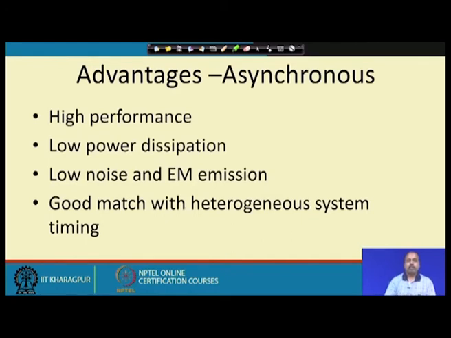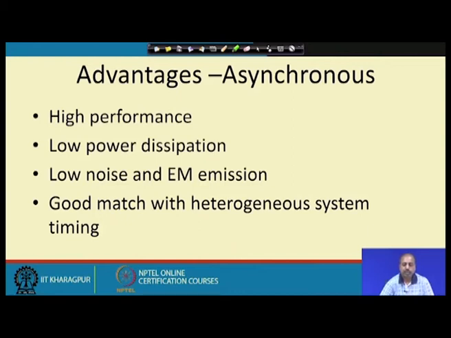In asynchronous circuits, the major advantage that we get is high performance, because there is no clock signal. So, I am not limited by the clock. I can operate whichever module gets the data ready, so it can start operating on the data and produce the result fast. Then, low power dissipation. If the inputs do not change, then the output will also not change. So, there is no clock toggling at every clock interval. This power dissipation is often much less compared to the synchronous sequential circuit.